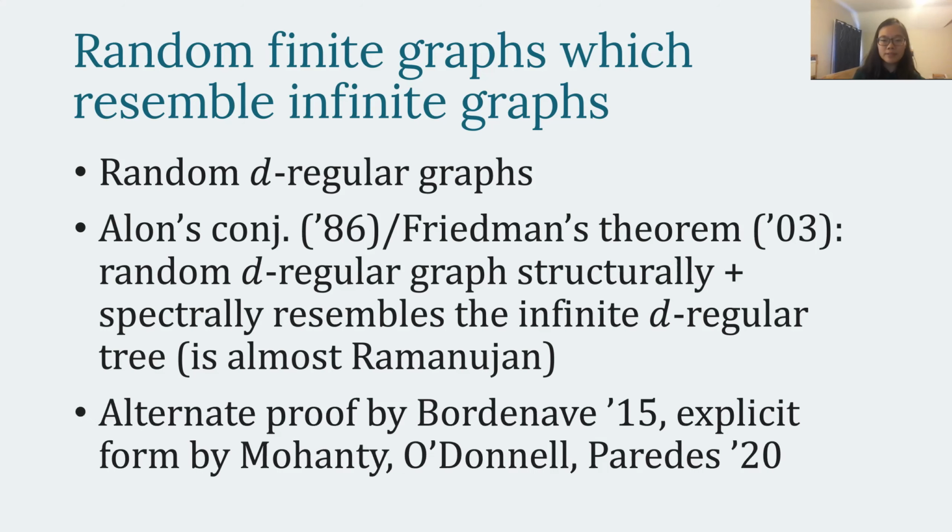So a main part of this paper is trying to find explicit graphs that satisfy this sort of almost Ramanujan property. So for Friedman's theorem, there's an alternate proof given by Bordenave, and that proof was made explicit in the recent paper of Mohanty, O'Donnell, and Paredes. And this paper is going to generalize this sort of work.